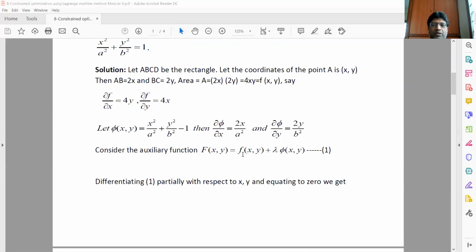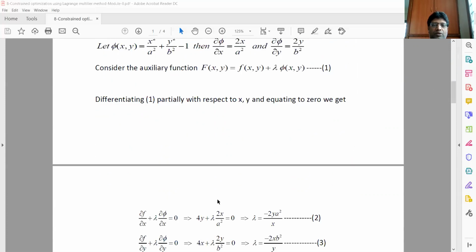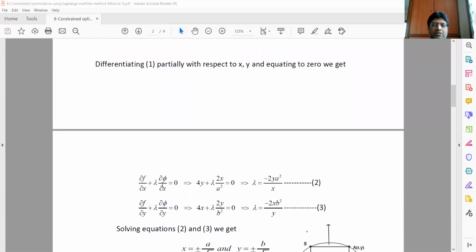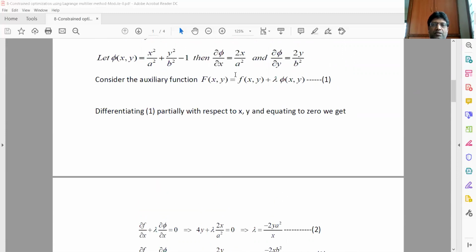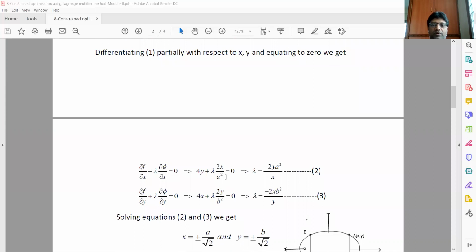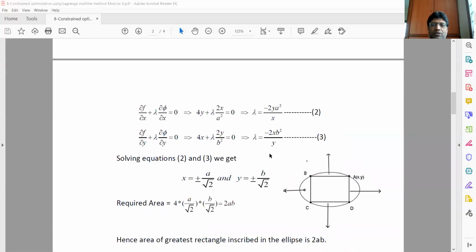First frame the auxiliary function. Capital F of x y is small f of x comma y plus lambda times phi of x comma y. Differentiate this with respect to x and y. Then you get dou f by dou x plus lambda dou phi by dou x equals 0. We already calculated this, which is 4y plus lambda times 2x by a square. From this we get lambda. Similarly, from the second equation we get lambda. If you solve equations 2 and 3, you get x equals plus or minus a by root 2 and y equals plus or minus b by root 2.